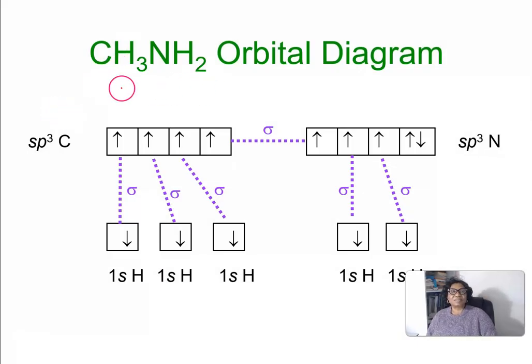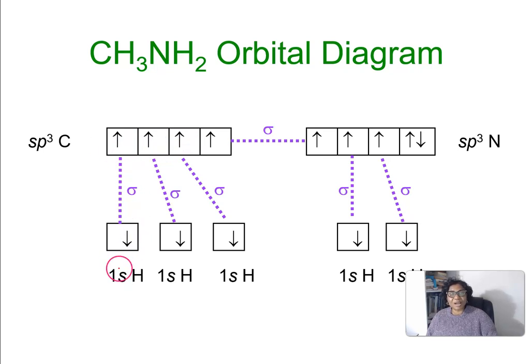So I want to show this CH3NH2 orbital diagram. You see, these are hybridized orbitals from carbon, all of them the same, and these are hybridized orbitals from nitrogen. All the orbitals are hybridized, that's why all the bonds are sigma bonds. This hybridized orbital from carbon interacts with a hybridized orbital from nitrogen and forms a sigma bond.